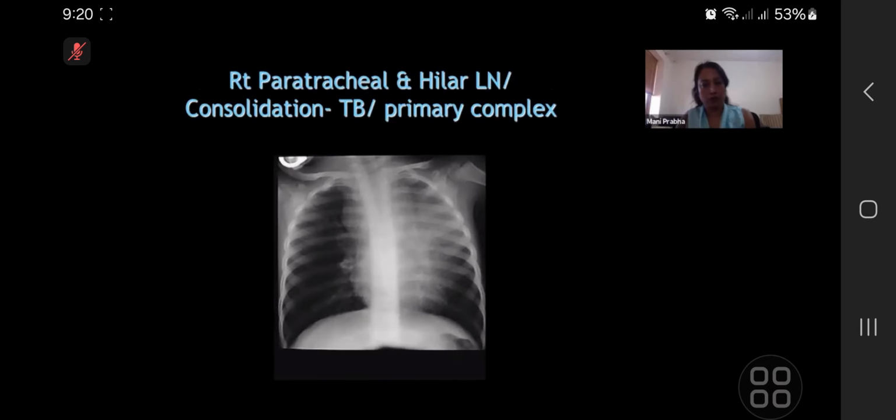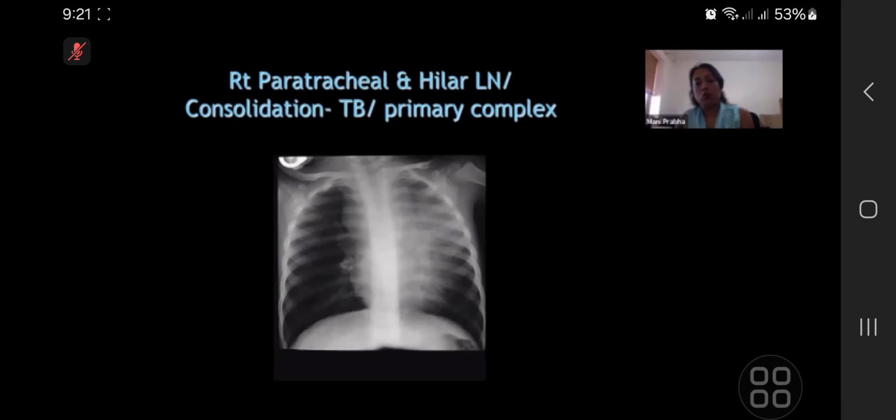Okay, so this is the diagnosis of this one. Right paratracheal and hilar lymph node enlargement, although hilar lymph nodes we don't see very well on this X-ray, and it would be better demonstrated on a CT scan, and there is consolidation. So even TB is a part of the differentials and should be considered. TB can be seen in children as well.